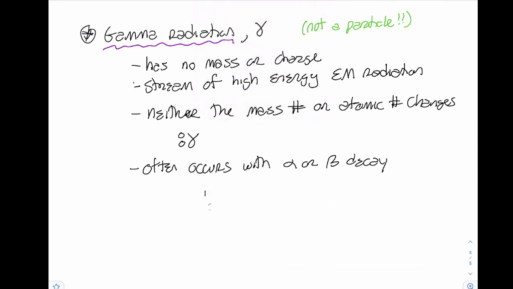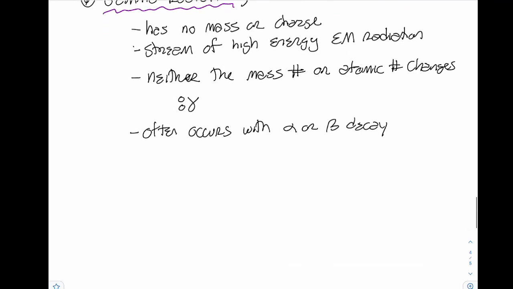I'm just going to erase it because it looks weird. You rarely have it on its own. You can, it is possible, but usually it's in conjunction with something else.